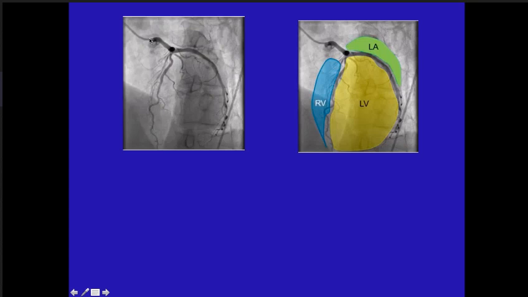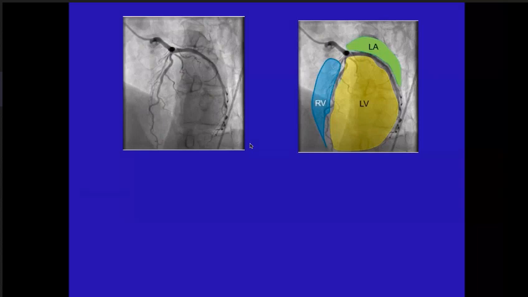Now, whenever you do an angiogram, you must know where the cardiac chambers are. I have borrowed some of these figures from a YouTube video. I don't know, maybe some of you would have seen. From Sri Chitra Thirunal, one Dr. Rao has put up a YouTube video and I borrowed some of these figures from that. So he has shown beautifully, when you do a LAO cranial angiogram, you must know where the left ventricle is, where the left atrium is, where the right ventricle is. Because then you can identify the branches much easier.